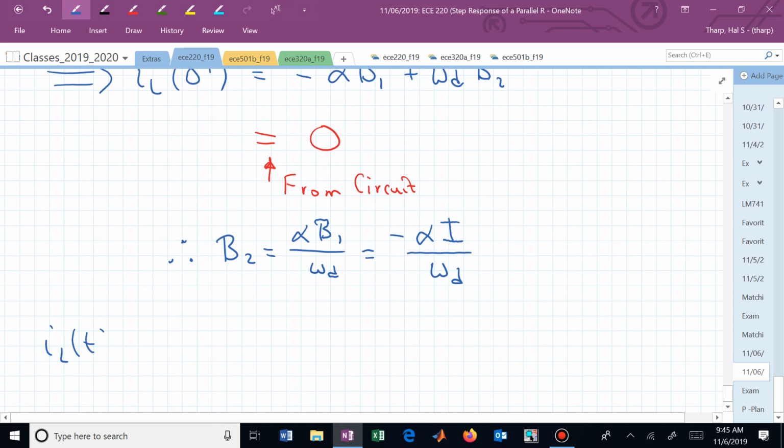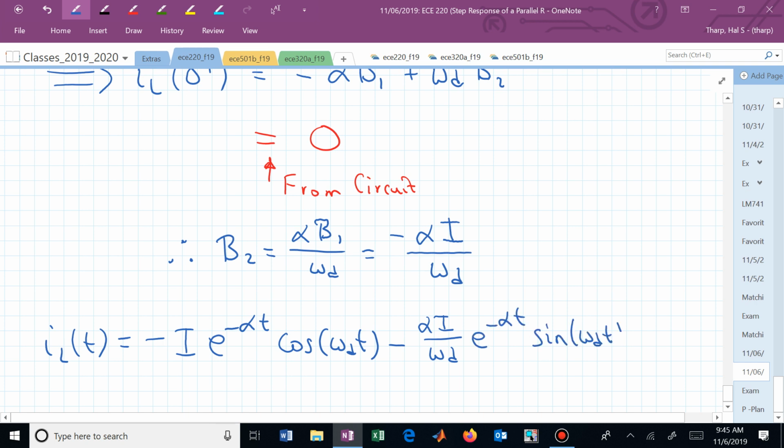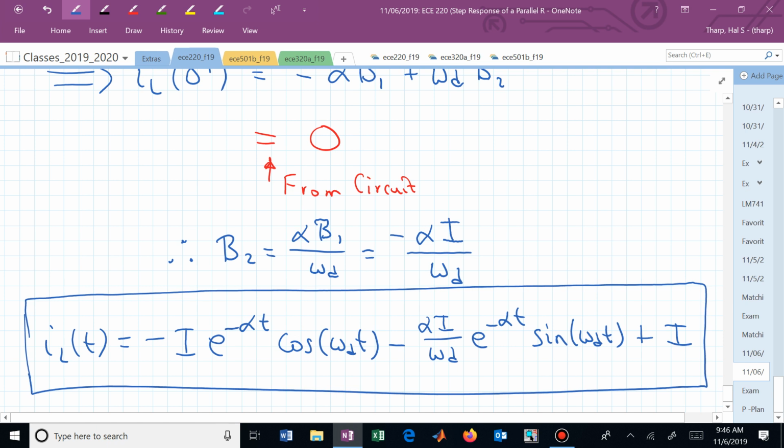Or we could now write this complete solution as minus I e to the minus alpha t cosine omega sub d t plus b sub 2, which is minus alpha I over omega sub d, e to the minus alpha t sine omega sub d t, plus I. And that would be our solution to a forced, that's the step response solution of this parallel RLC circuit excited by a current source of magnitude I, and it's constant, and the R, the L, and the C have to be given in a manner such that they give rise to complex roots to that characteristic equation.